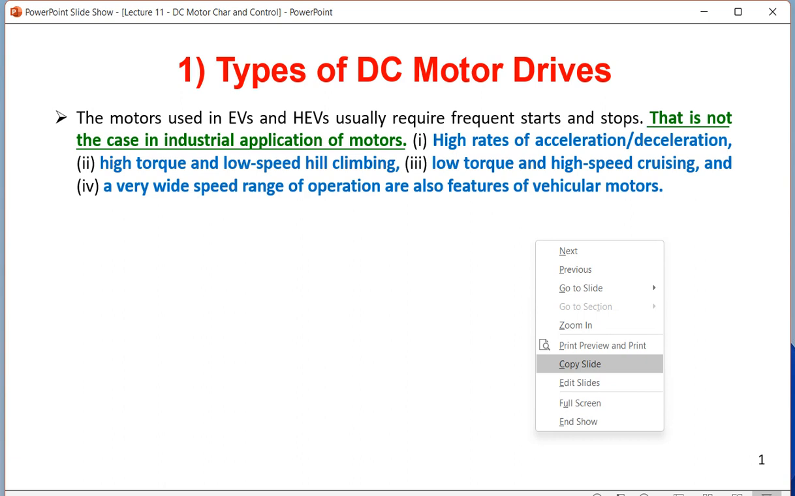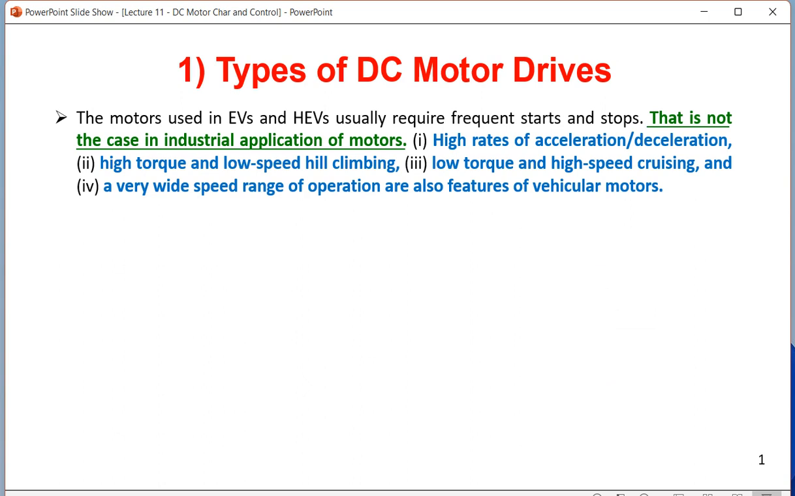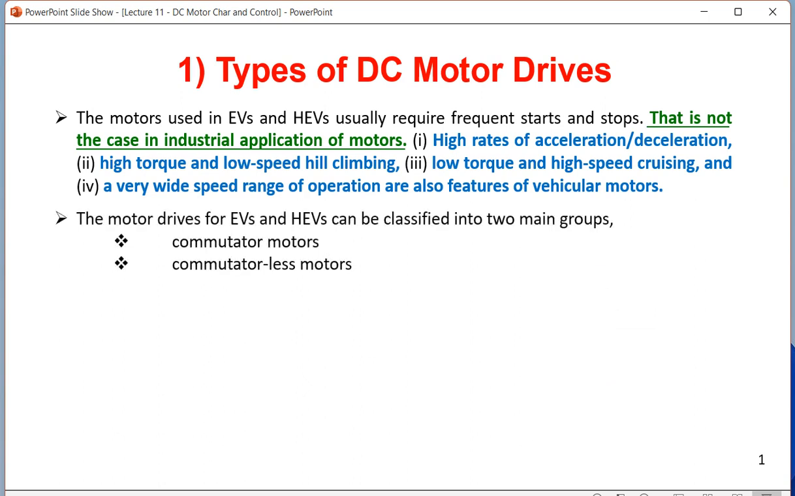That means from very low speed to very high speed, everything has to be produced by this kind of DC motor. Next we are going to see what are the types of DC motors in case of EV or HEV.